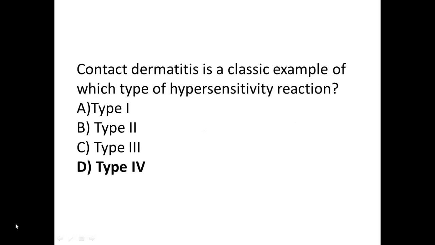Next question. Contact dermatitis is a classic example of which type of hypersensitivity reaction? Type 4 is the example of contact dermatitis or TB skin test, as I said. What is contact dermatitis? Whenever any allergen comes into contact with your skin, allergies form on the skin. That kind of hypersensitivity reaction we call contact dermatitis. So it is an example of type 4, that is delayed type hypersensitivity.